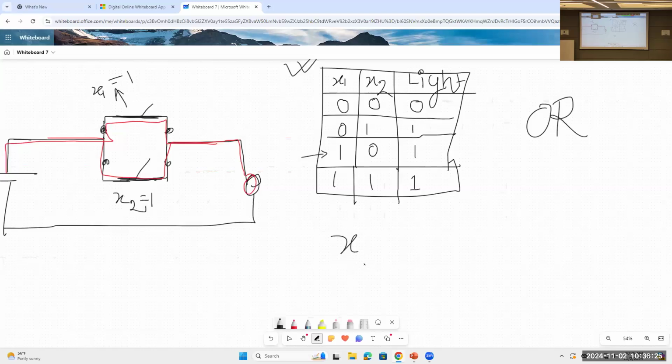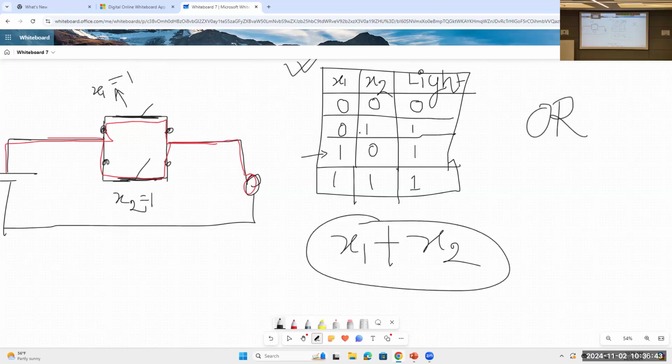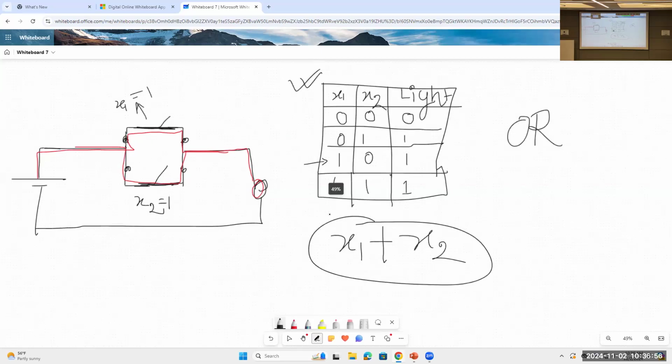I will tell you that this truth table or this circuit will implement this function x1 plus x2. Now let's prove that. How? Just put all the combinations and check the output. That's how you can examine that the truth table of the circuit is correctly implementing the function or not.